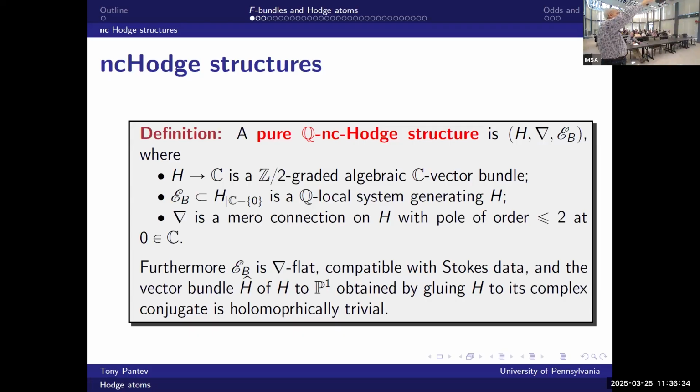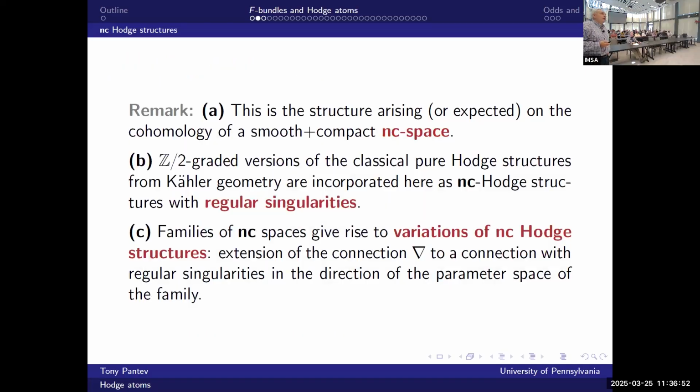So the condition is that these Stokes filtrations are defined over the rationals. But I'm not going to go into the rational story at all. In fact, I just wanted to put the definition here. These creatures are what you get on the homology of smooth and compact non-commutative space. And this is actually conjectural in full generality, but in many cases, we know how to construct them and prove that they satisfy all those conditions.